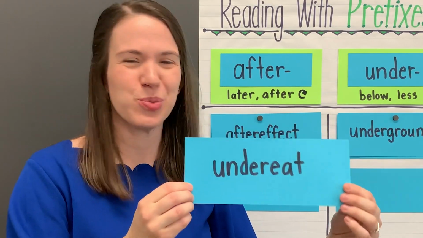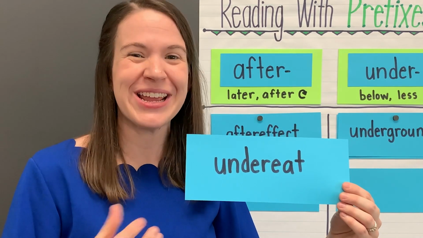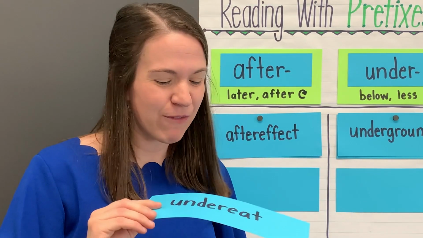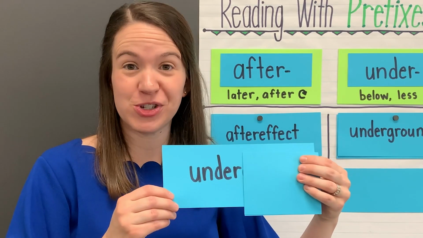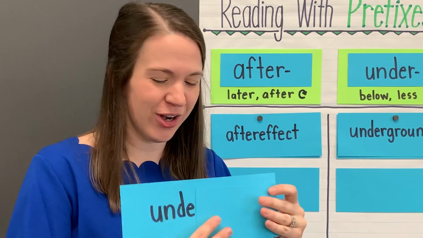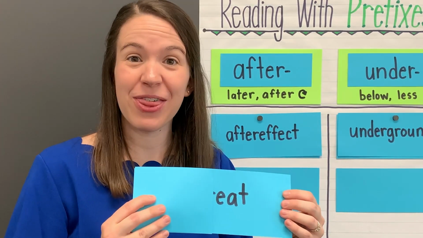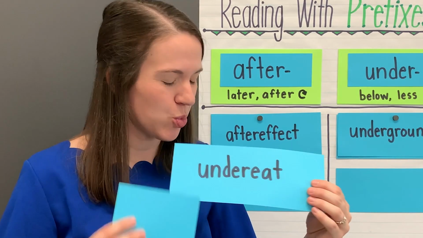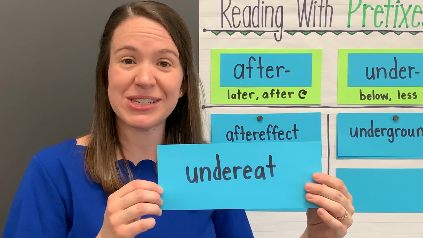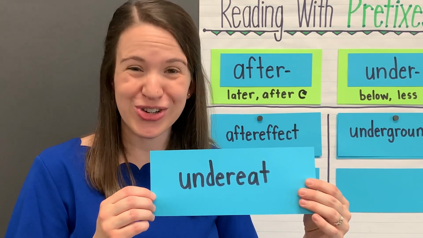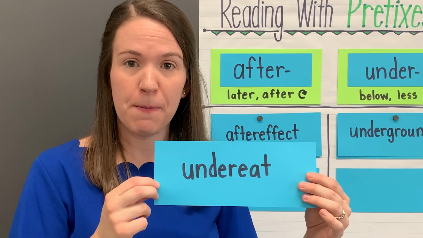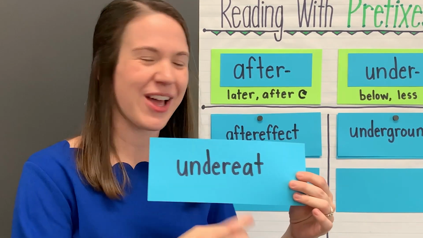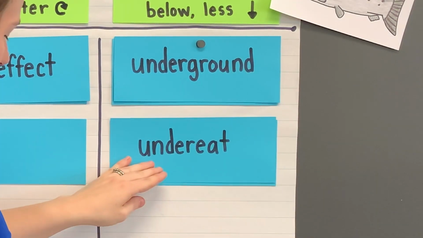Undereat. This word is undereat. Again, if you see a word with a prefix, you can read it in two parts. First, the prefix, under, and then we're left with eat, the base word eat. When we put those together, we have the word undereat. Which prefix do you notice in this word? The prefix under. Let's sort it into this column.